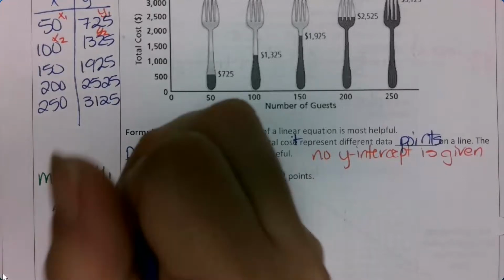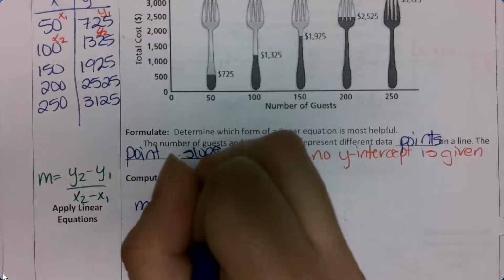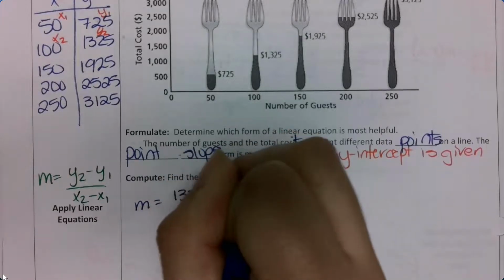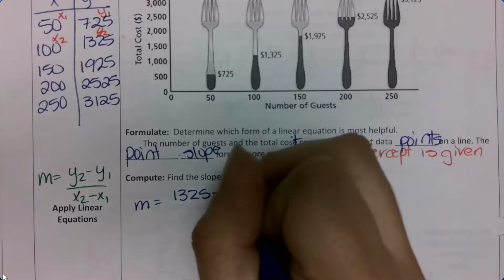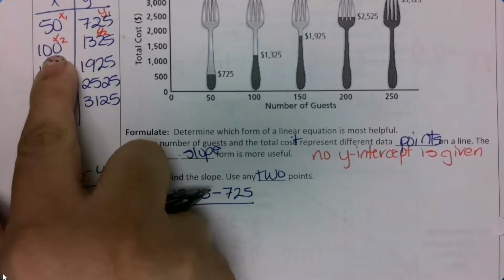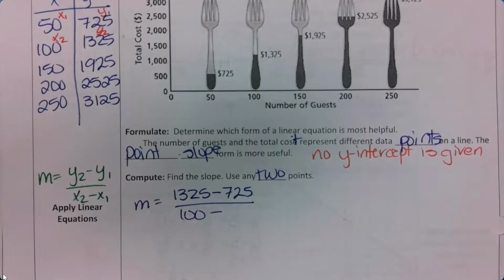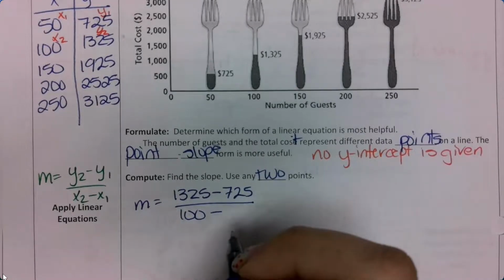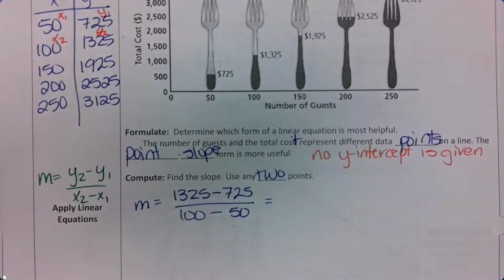Okay, so what is my y sub 2? $1,325. What's my y sub 1? $725. My x sub 2? 100. And my x sub 1? 50. Okay, so I want to do the math on each part of the fraction.